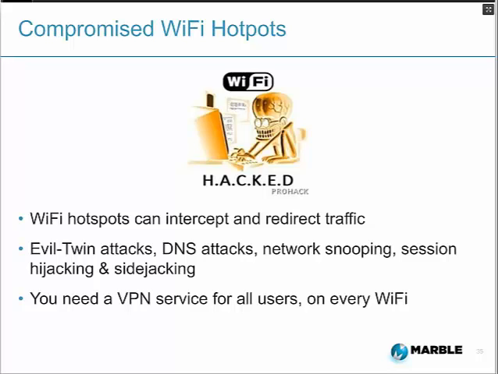Let's talk about some Wi-Fi attacks. So people are using up to 10 different networks a month, sometimes more. You know, they're using their phone at home, at the airport, on the bus, on the airplane, at the coffee shop. All of those Wi-Fi hotspots can intercept and redirect traffic, which subjects you to evil twin attacks, DNS attacks. Again, we really recommend a VPN service for all users on every Wi-Fi, providing DNS to them.